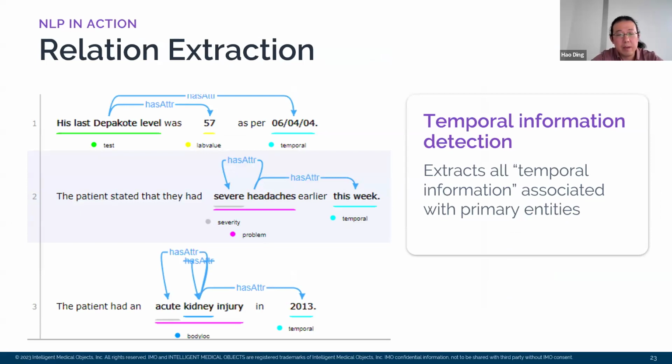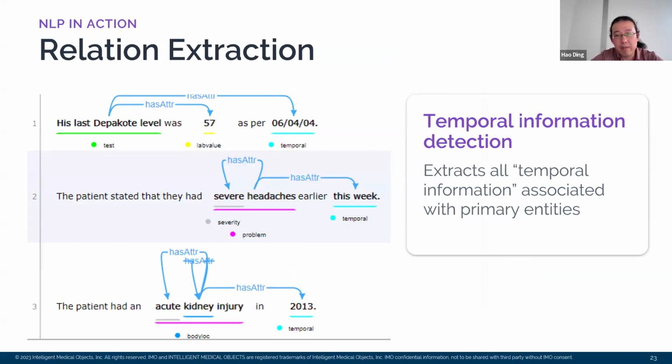So this slide is about relation extraction. This is only an example to show the relation extraction, to show the temporal information extraction. Our NLP system is capable of extracting a lot more relationships, such as body location of the problem or uncertainty of a diagnosis, or the test value of the lab test.